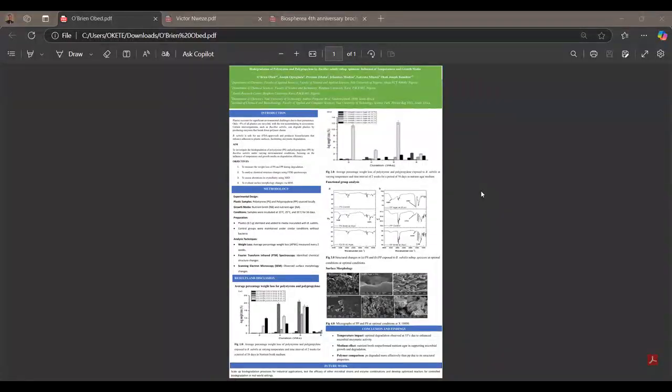For our future work, we are trying to look at the efficacy of other microbial strains and see how we can isolate the enzymes.